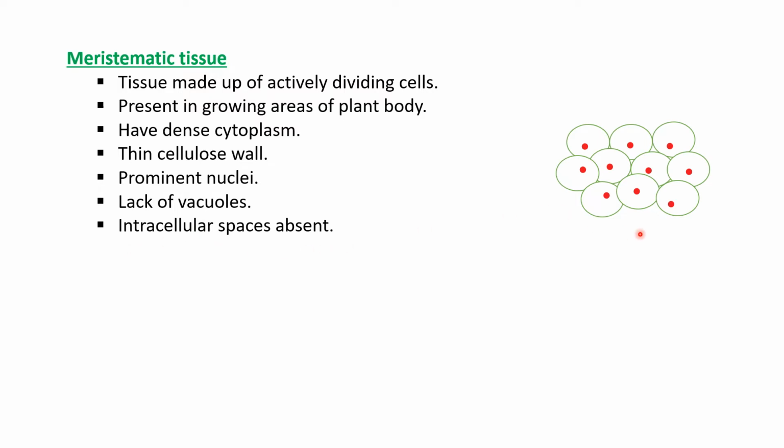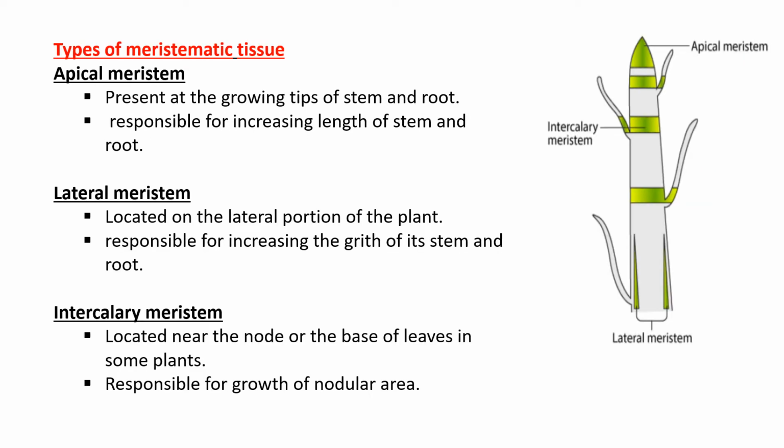Intercellular space. In that picture on the right side, you see how the cells are situated. These are tightly packed. There is no space in between the cells. So here no intercellular spaces are present. Now we'll discuss types of meristematic tissues. Meristematic tissues are of three types: apical meristem, lateral meristem and intercalary meristem.